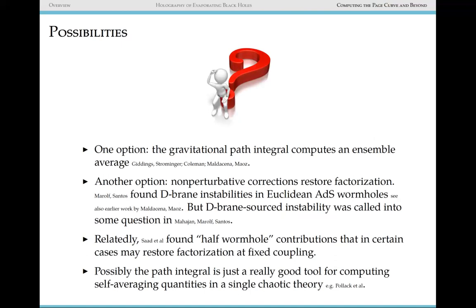Now, one option is that the gravitational path integral computes an ensemble average. You say, an average over what? Well, maybe it's an average over theories with different couplings. Maybe it's an average over different values of G h-bar, neighboring values of G h-bar equals something small plus epsilon, and you're averaging over epsilon. Maybe you're averaging over states. Maybe there are non-perturbative corrections, e to the minus 1 over G h-bar, that restore factorization. I'm not going to go into the details of this, but there's some decent evidence in favor of the idea that if you include all non-perturbative corrections, you actually restore factorization.